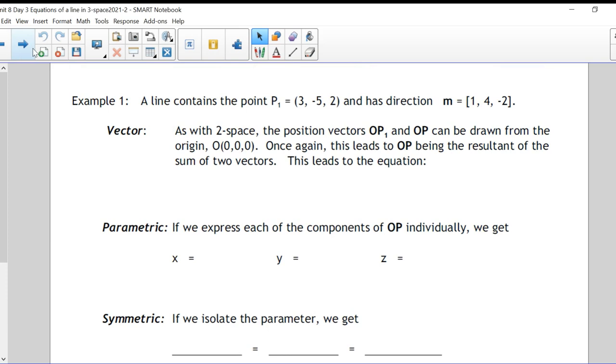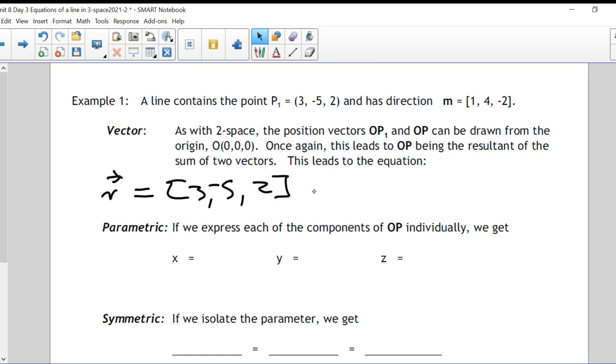As with 2 space, you have a position vector, and it can be drawn from the origin. When you add that to a direction vector, you get the vector form of the equation. So here's a point on the line, and here's the direction of the line. Here comes the vector form of the line. I'll use r this time rather than x, y, z, and that is equal to the (-5, 2, ...). There are 3 components to it this time.